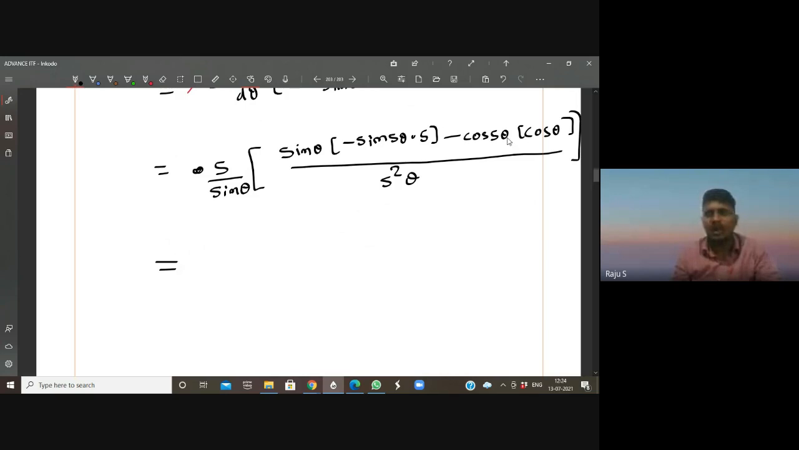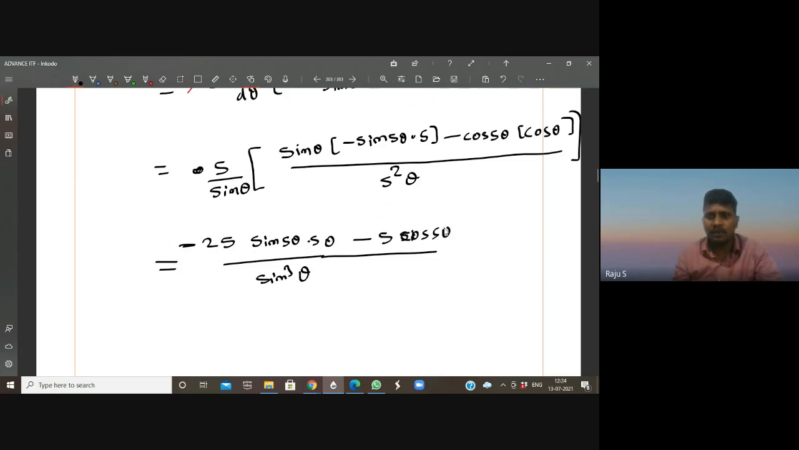So again minus is common. The denominator is sin cube theta. Okay, and 5 5 is 25 sin 5 theta into sin theta, minus again 5 multiplied here, 5 into cos 5 theta into cos theta. Okay, this is d square y by dx square.